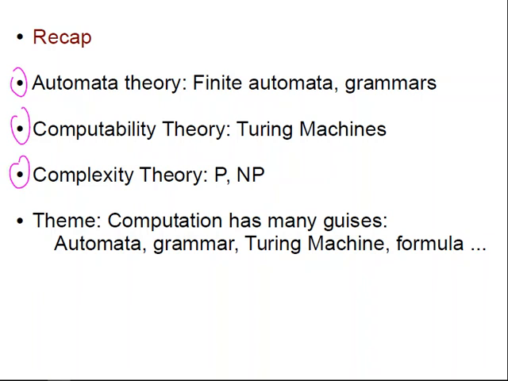As we see from this outline, computation has many guises, okay? It can be an automaton, something with no memory. It can be a grammar. It can be something which computes for an exceedingly long time. It can be a formula. Okay, all these things are aspects of computation. We're going to study them more. Okay, computation has many guises, and in a very strong sense, nature computes.